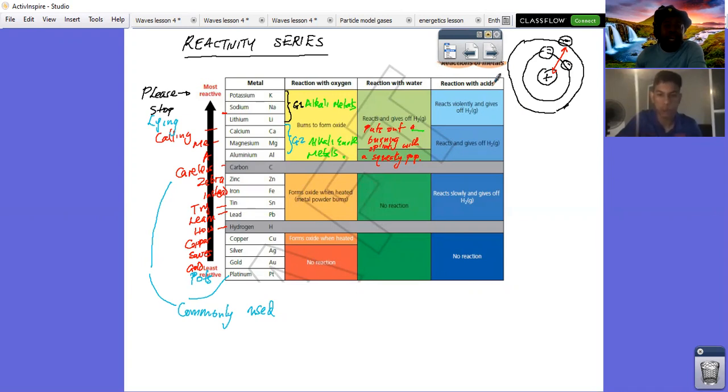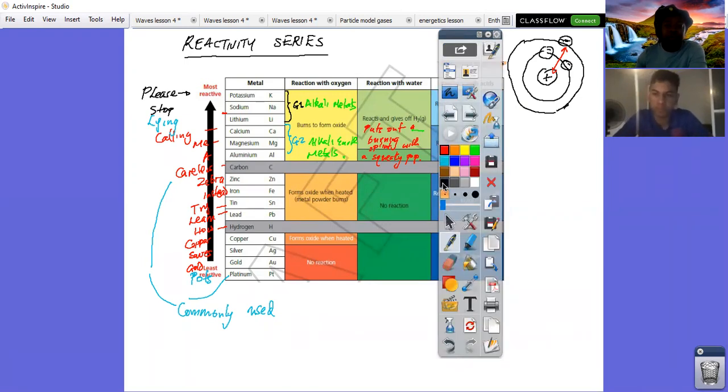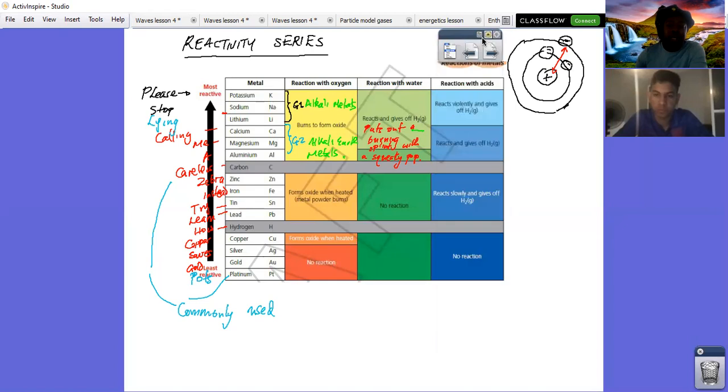Then reactions with acids. Reactions with acids, hydrogen is produced, all right. Now, in the case of a metal reacting with an acid, the general reaction you need to remember is that when you have a metal and an acid, metal plus acid gives salt plus hydrogen. So this is a general one you need to remember.